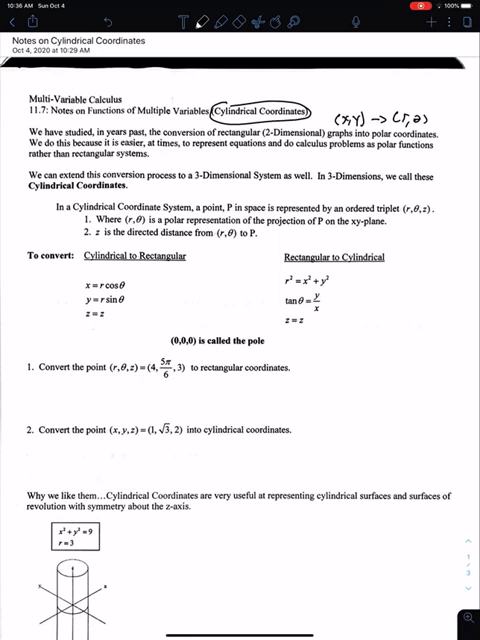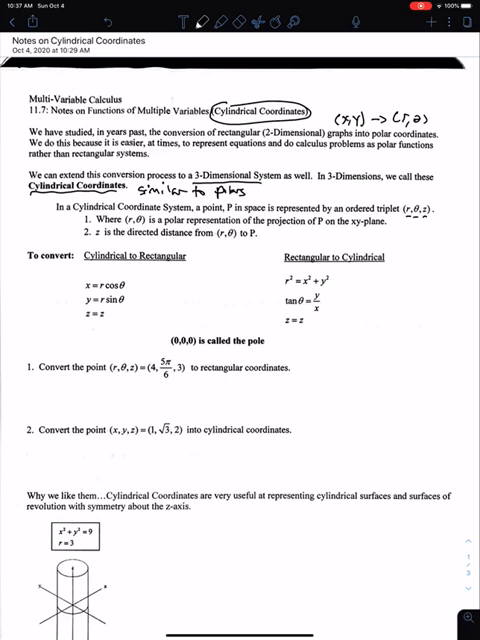Today we're going to extend the two-dimensional system into a three-dimensional system. In 3 dimensions, we call them cylindrical coordinates. These are very similar to what we did for years with polars, and you'll see the conversion processes are the same. In a cylindrical coordinate system, the point P in space is represented by the ordered triplet r, theta, z.